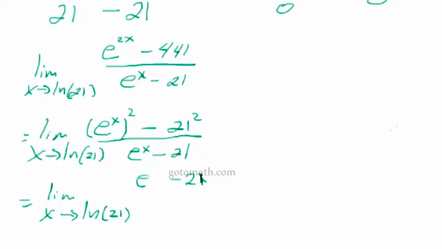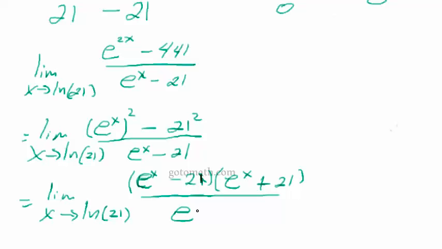Yeah, e to the x, not e times x. E to the x minus 21 times e to the x plus 21. And of course it's all over e to the x minus 21. And now what we can do is finally cancel out some stuff. We'll cancel that out.